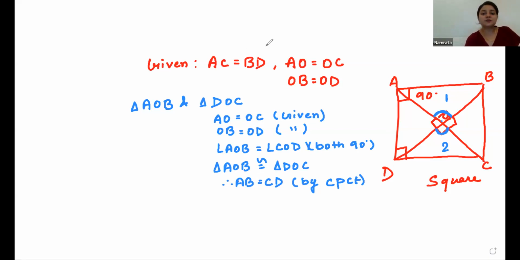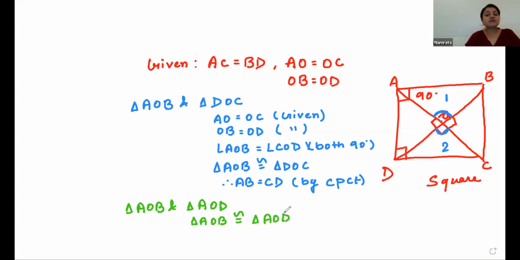Similarly, we will take triangle AOB and triangle AOD, and we will be able to prove that triangle AOB is congruent with triangle AOD. Exactly the same way, it's very simple to prove. One of the sides of this triangle is equal to one of the sides of this triangle. You can focus on this one. This triangle's side is the same as this triangle's side.